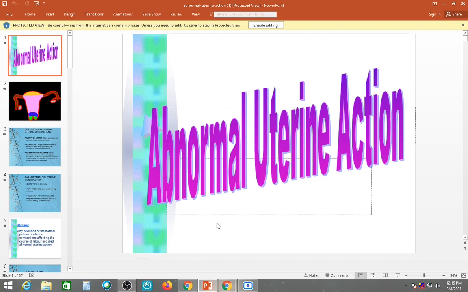Okay, tell me, what is polarity of uterus? When the upper segment contracts, the lower segment relaxes. That is polarity. Okay, good.